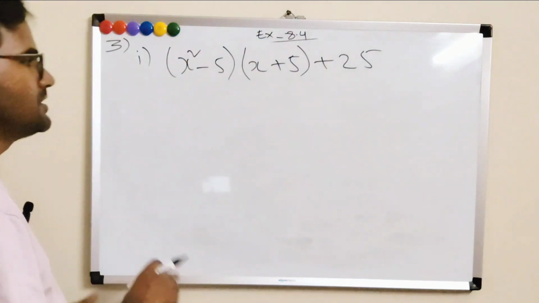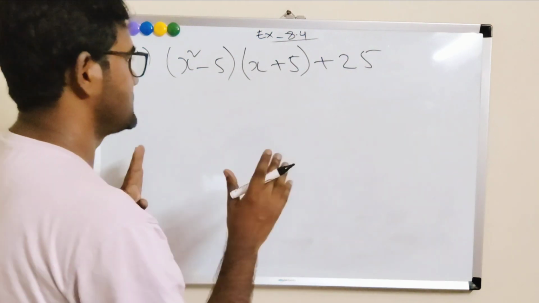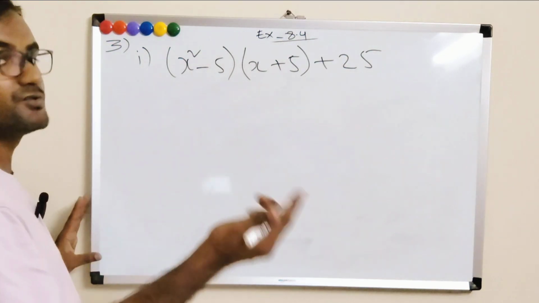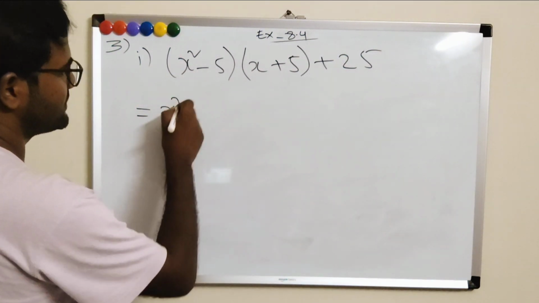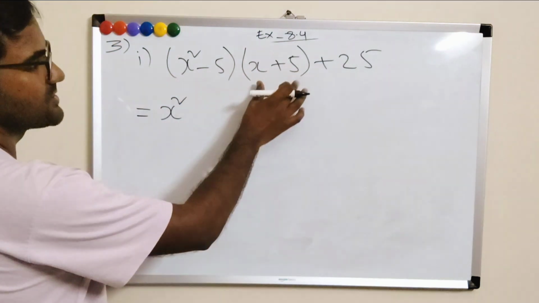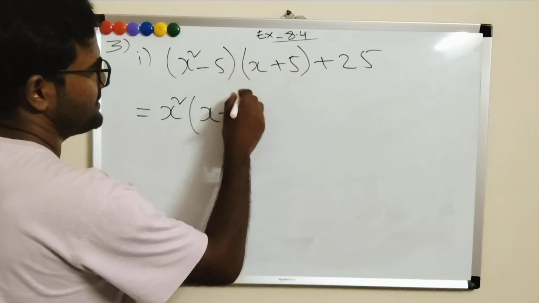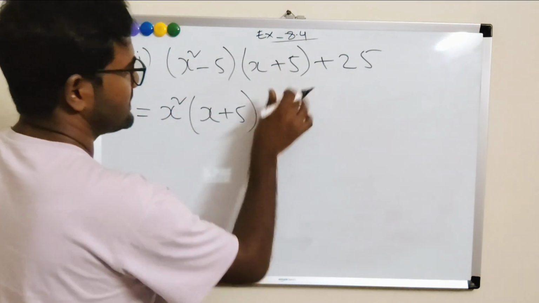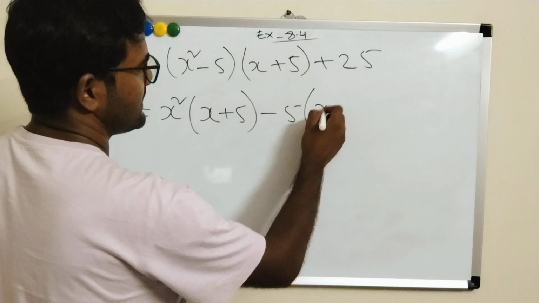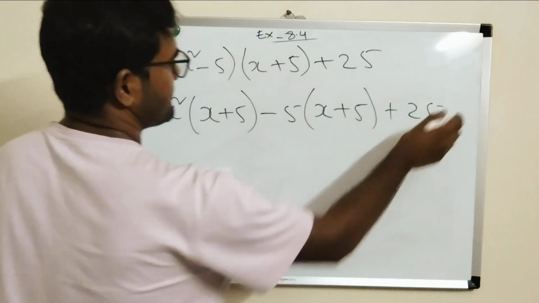All right, let's continue. This is also the same simplification we have to do of this given problem. So how do we do it? Let us see. As we always write, we will bring x squared down here, then this whole thing we will bring here, x plus 5. Then we will take minus 5 here, and again write this whole thing here, that is x plus 5, then plus 25.